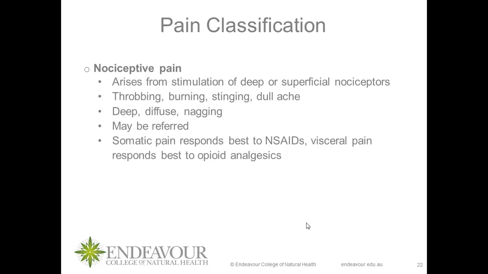Also pain that is perceived from the actions of these chemical mediators, nociceptive pain, might be referred pain. The chemical might be in one body part, but the pain might be experienced and perceived by the CNS as somewhere else. That's a referred pain. Somatic pain, which is nociceptive, responds best to non-steroidal anti-inflammatories. It's only visceral pain, pain from nociceptive stimulation in the chest or abdomen, your visceral pain. That's the one that's going to respond best to opioid analgesics.